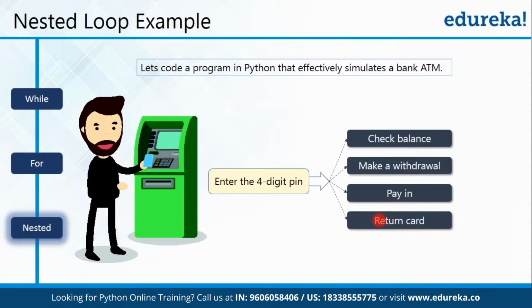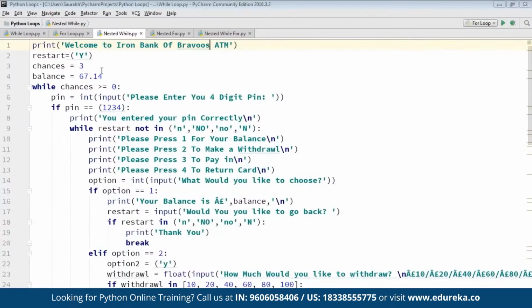I'll open my PyCharm once more. This is the code that I've written to simulate a bank ATM. I'll explain each and every line, so don't worry about that. The first line is nothing but a print statement that says welcome to Iron Bank of Bravo's ATM.